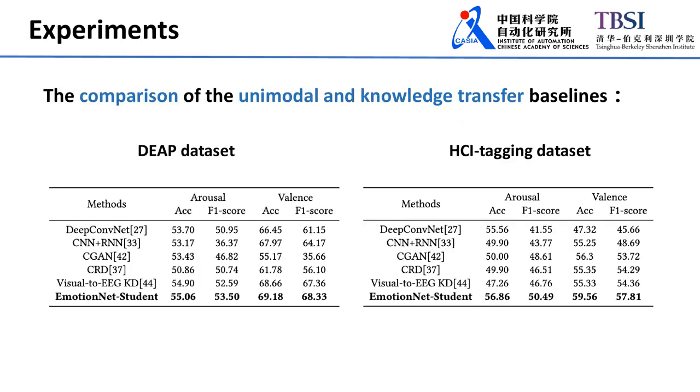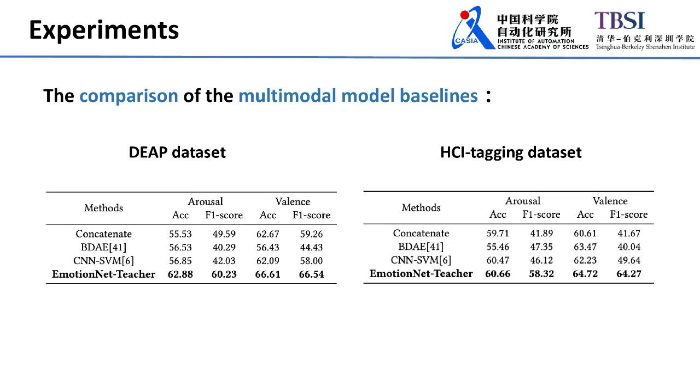We first compare our EmotionNet Student with other methods. The results show that EmotionNet Student has the best performance compared to other unimodal or knowledge transfer-based baseline methods on the emotion recognition task. It proves that our enhanced unimodal model is better than other unimodal methods. Then, we compare our EmotionNet Teacher with other baselines. The results show that the proposed EmotionNet Teacher has a significantly better performance compared to other multimodal baseline methods on the emotion recognition task. It also proves that our proposed multimodal method is effective.